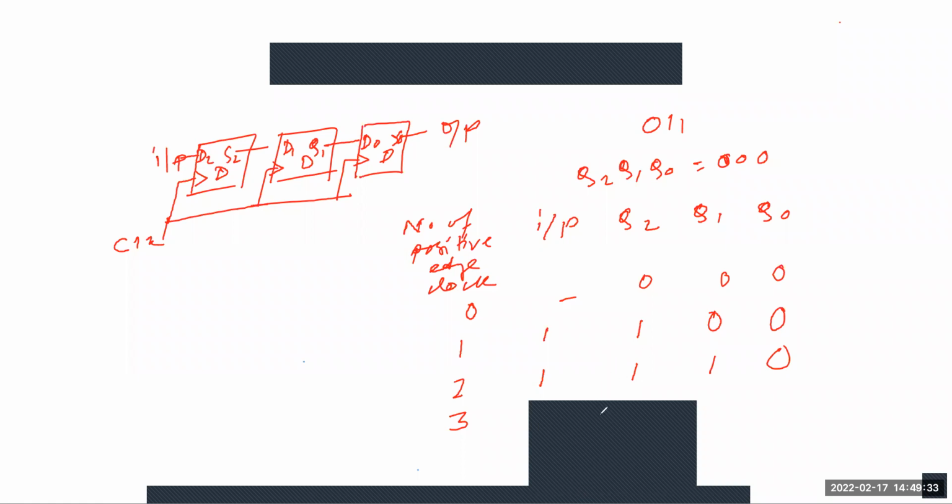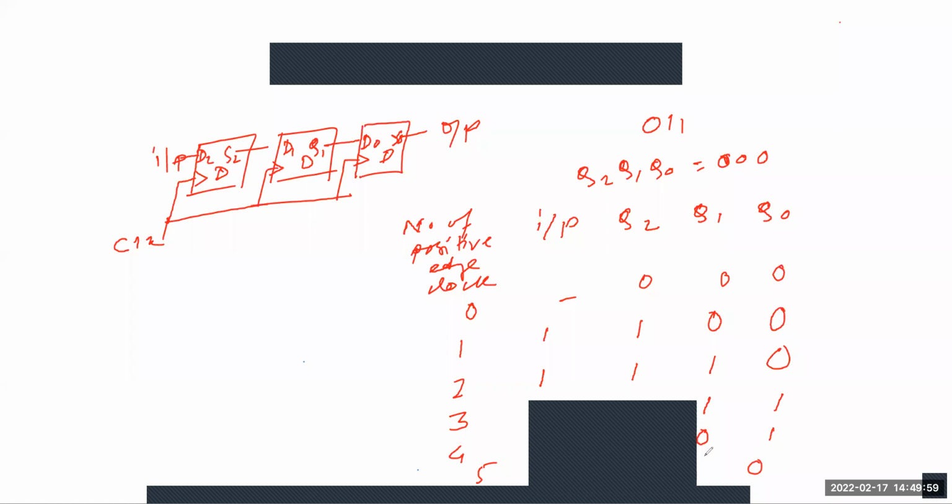So in that case, it is 0. Now the Q1 is shifted to Q0 and Q2 is shifted to Q1. So it is 1 and it is 1. So for clock pulse number 4, it is 0 and 1, and for the case of 5, it is 0.